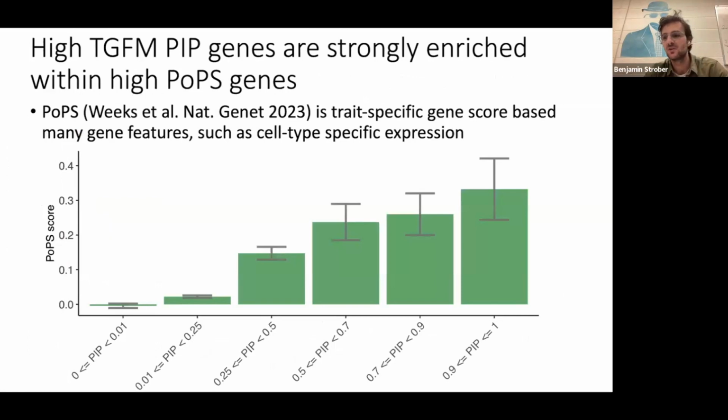Next, what we did is we looked at whether the genes we identified made sense, and what we do is we intersect TGFM gene PIPs with this previously generated gene metric of POP scores, and what we can see is there's a near monotonic increase of the POP scores with TGFM PIP.